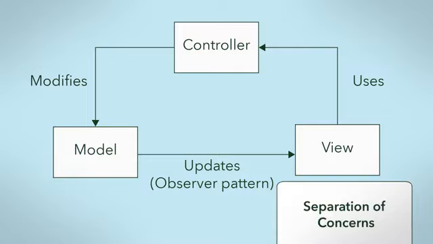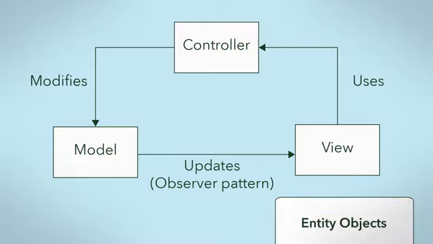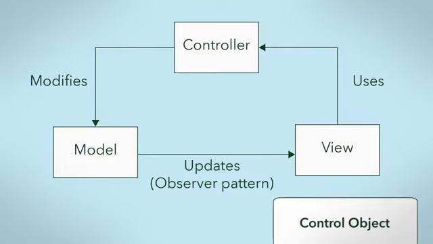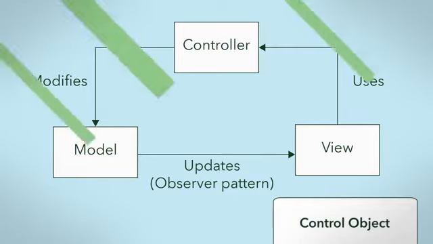Thus, the MVC pattern basically uses the separation of concerns design principle to divide up the main responsibilities in an interactive system. In general, the model corresponds to those entity objects derived from analyzing the problem space for the system. A view corresponds to a boundary object at the edge of your system that deals with users. A controller corresponds to a control object that receives events and coordinates actions.